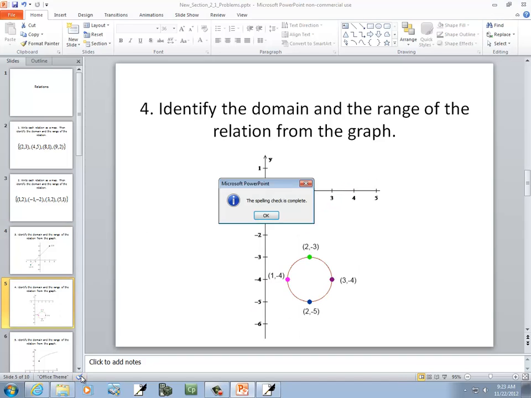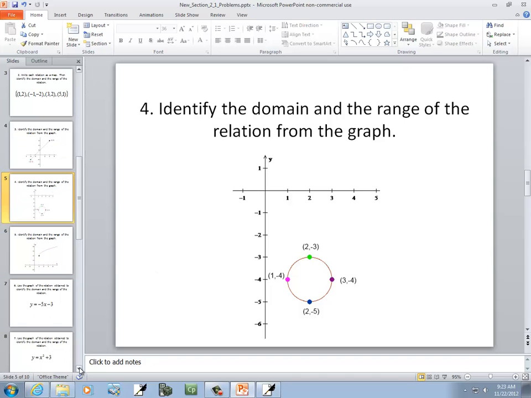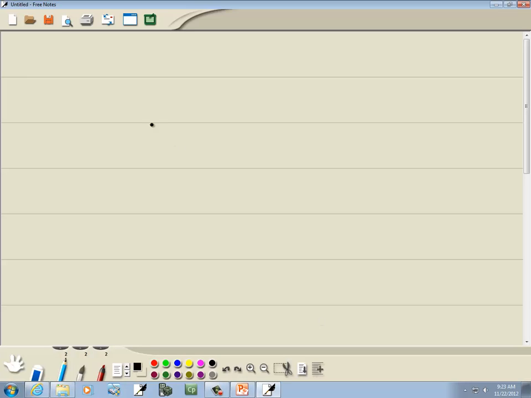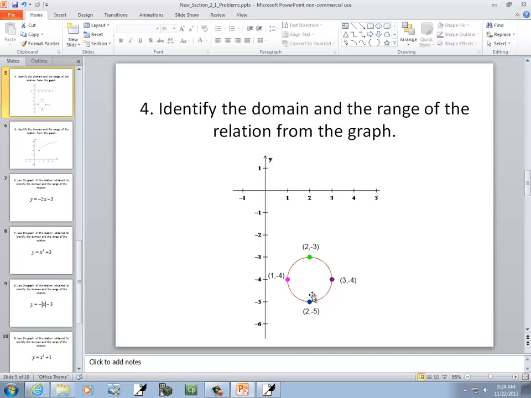Let's look at this. Oops, spelling check. No, I went too low. Let's take a look at this problem. I'm not going to draw it, but it's best probably to look at this.